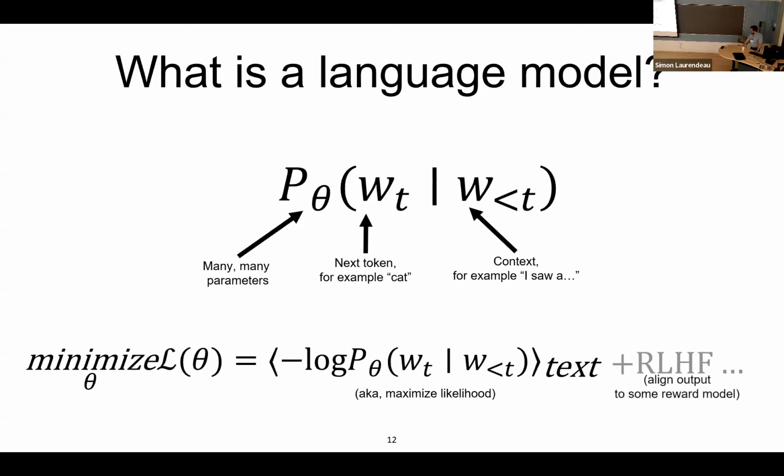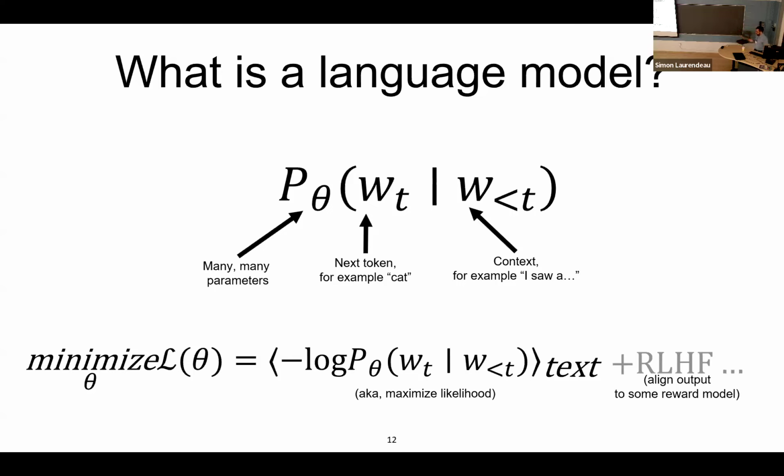Yeah. So there's some additional training to align the output of the model to some reward model. I'm not going to have much to say about that today. I'd love to talk about it in discussions. I have many thoughts about it, but it's not part of my planned presentation. When I'm talking about language models today, I really mean just these predicted distributions trained on text.